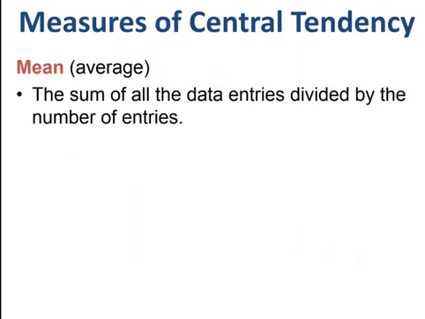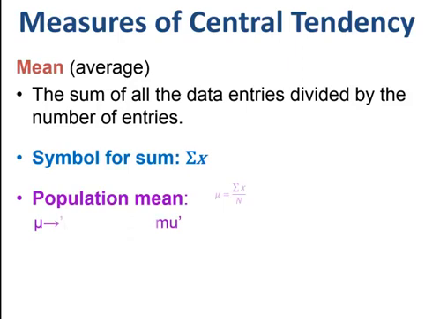To find the mean, you sum up all the data entries and divide by the number of entries. When we talk about summation, the symbol for summation will be the symbol that's next to the x variable, and the x variable represents the data piece. So you would sum up the data pieces.